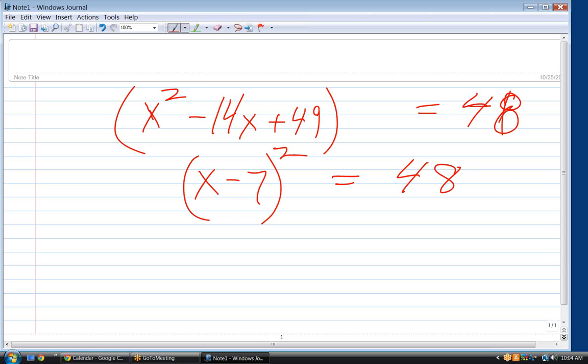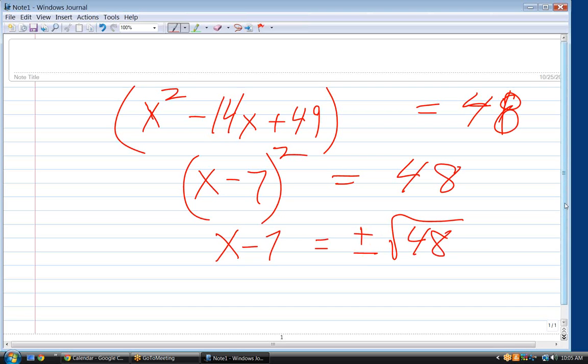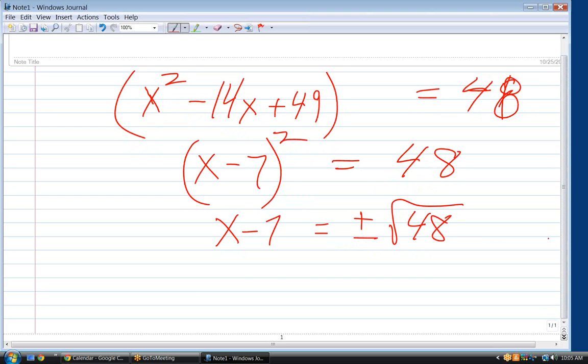Take a square root of both sides. So what's the next line? x minus 7 equals the square root of 48. Almost. Plus or minus the square root of 48. That's very important. That's one whole solution there. If you forget the plus or minus, you will lose points. So now what is x?